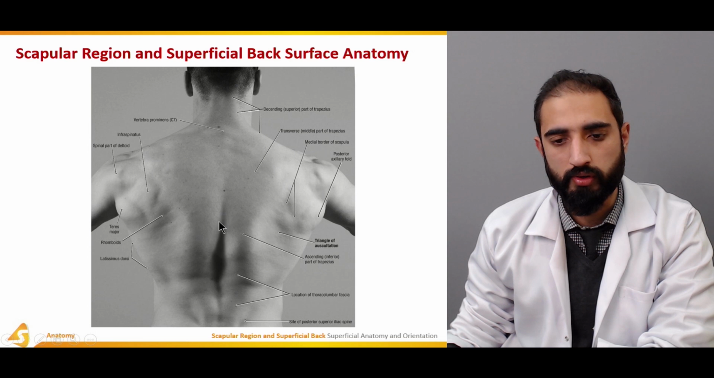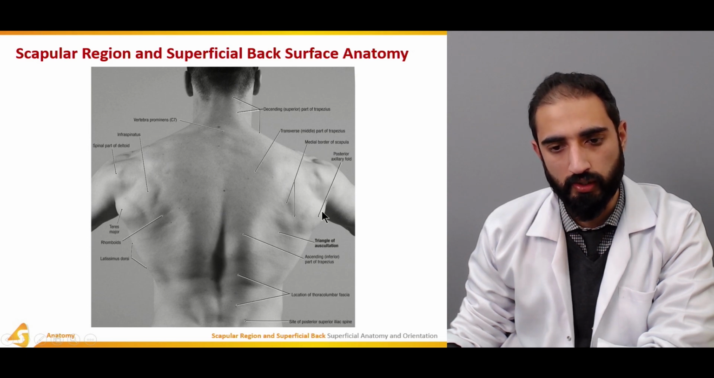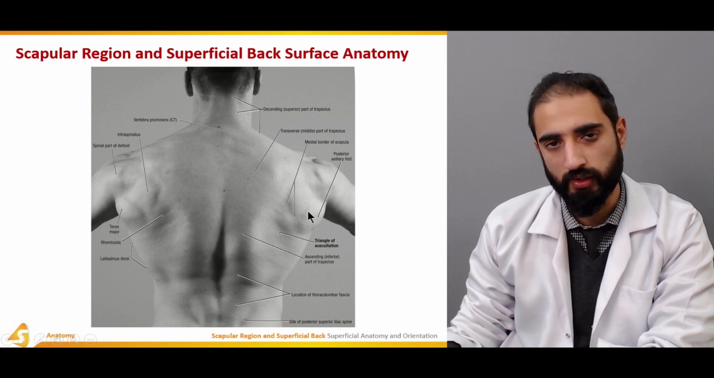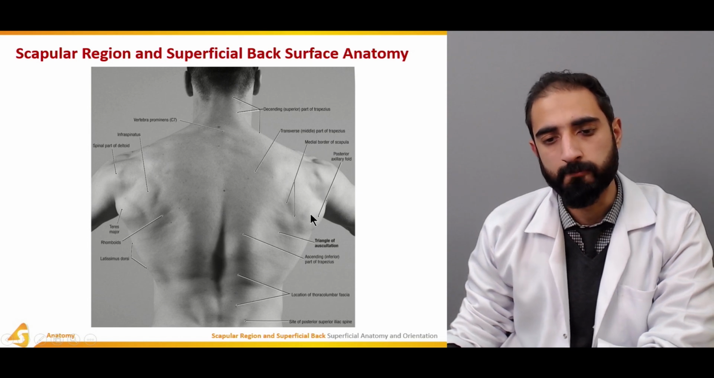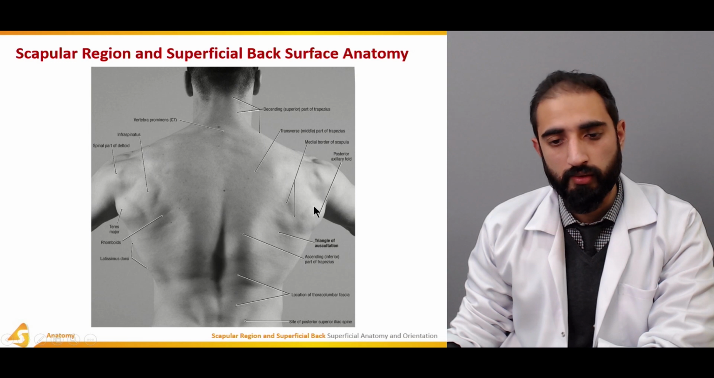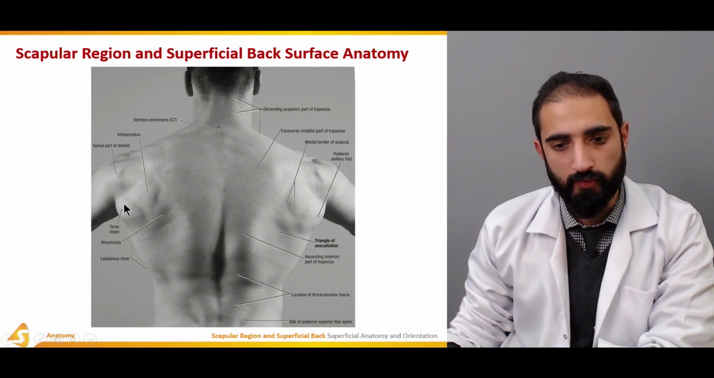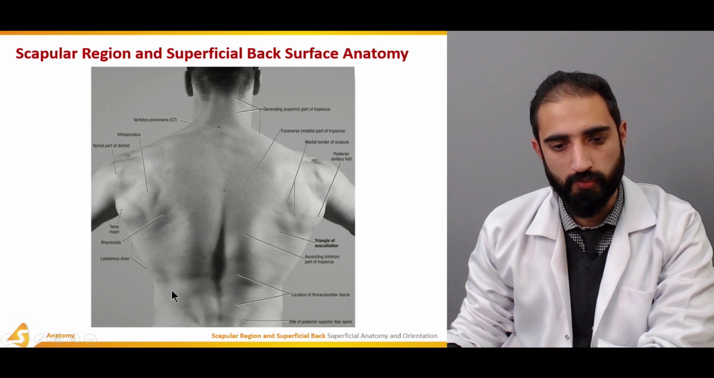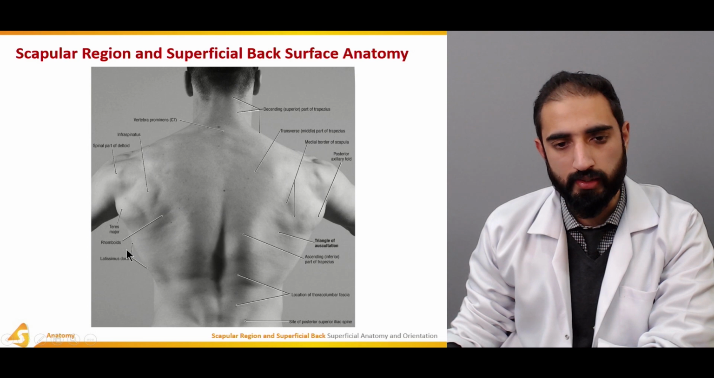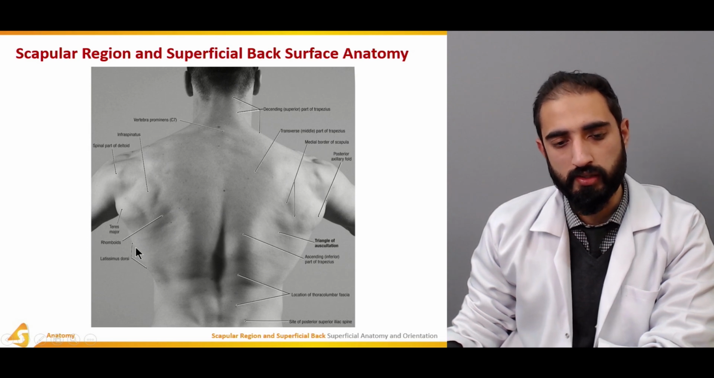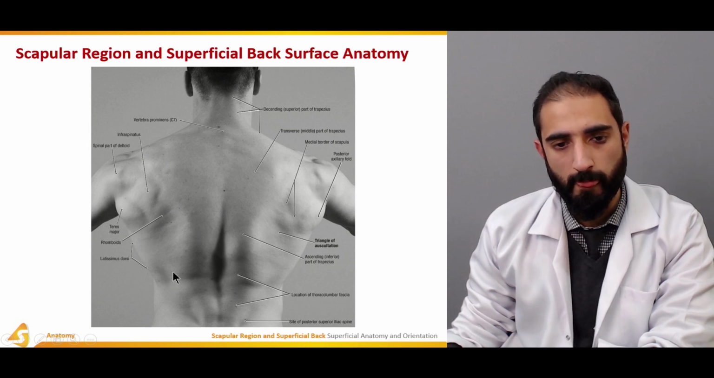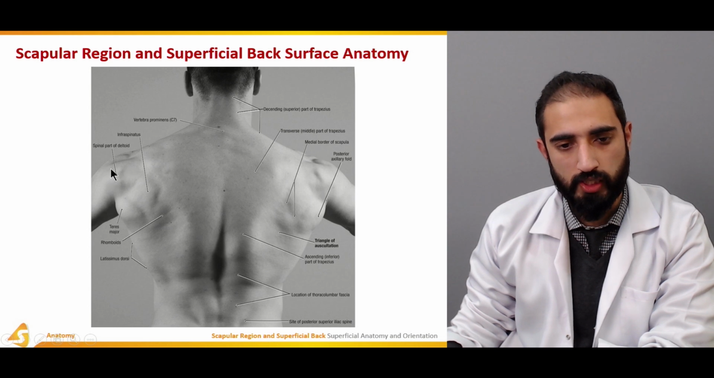Moreover, another important structure is the posterior axillary fold, which you can see here, and similarly there's an anterior axillary fold, which is formed by the pectoralis major. Here we can see the teres minor, and here we have the rhomboids, and this muscle, which is very important and a part of which is masked by the trapezius, is the latissimus dorsi. And here we can see the posterior aspect of the deltoid.